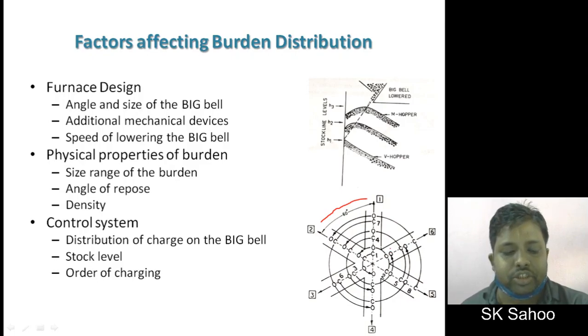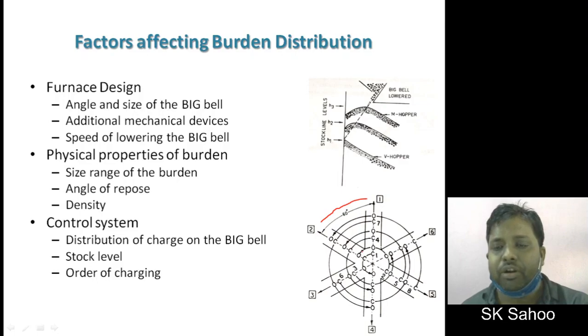When 8 such charges, that means 32 skips, are deposited on the big bell, the big bell is lowered to allow the whole material to fall into the furnace. By virtue of this operation, there will be alternate layers of coke and ore, and the mixing is improved further when it is dropped into the furnace. So this is a cyclic process, and each alternate layer is arranged inside the blast furnace.